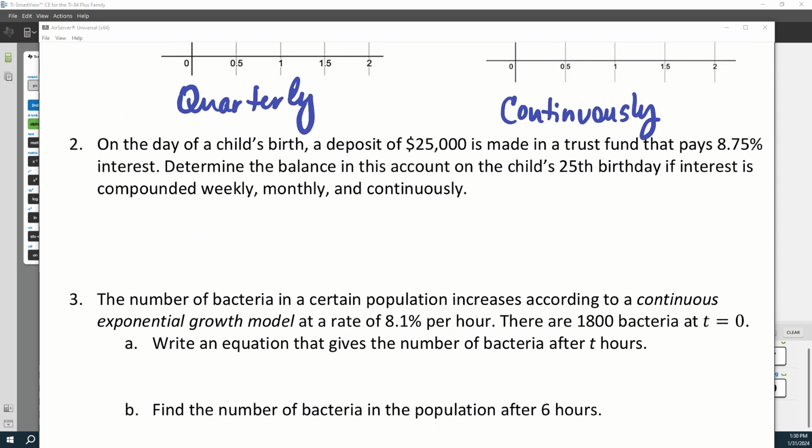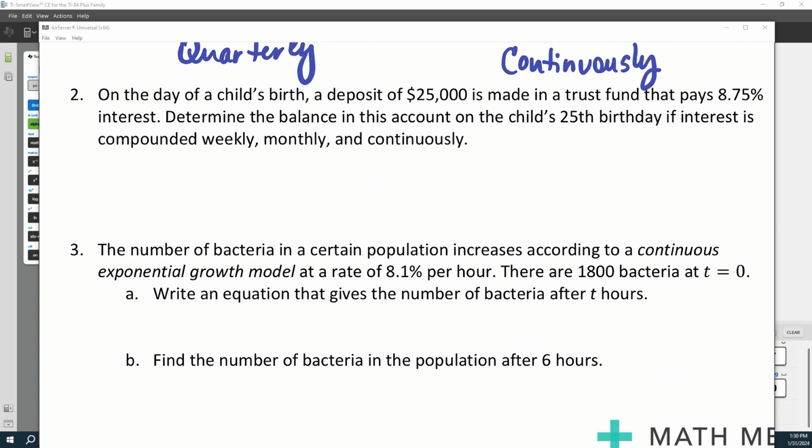But on the day of a child's birth, a deposit of $25,000 is made in a trust fund that pays 8.75% interest. Determine the balance in this account on the child's 25th birthday. If interest is compounded weekly, monthly, continuously.